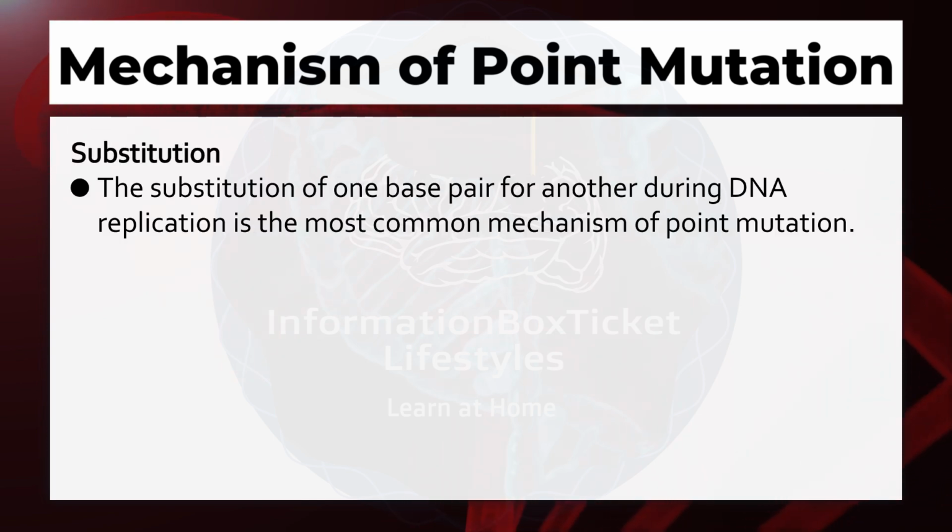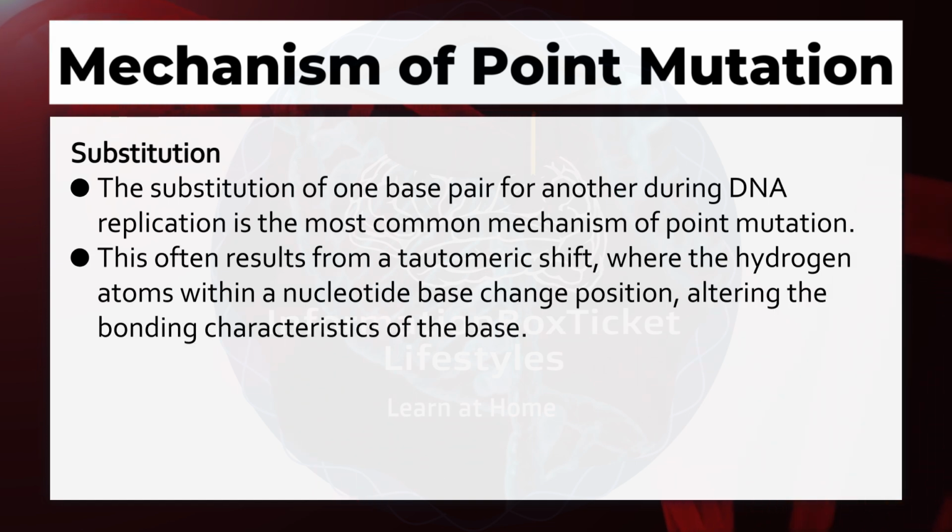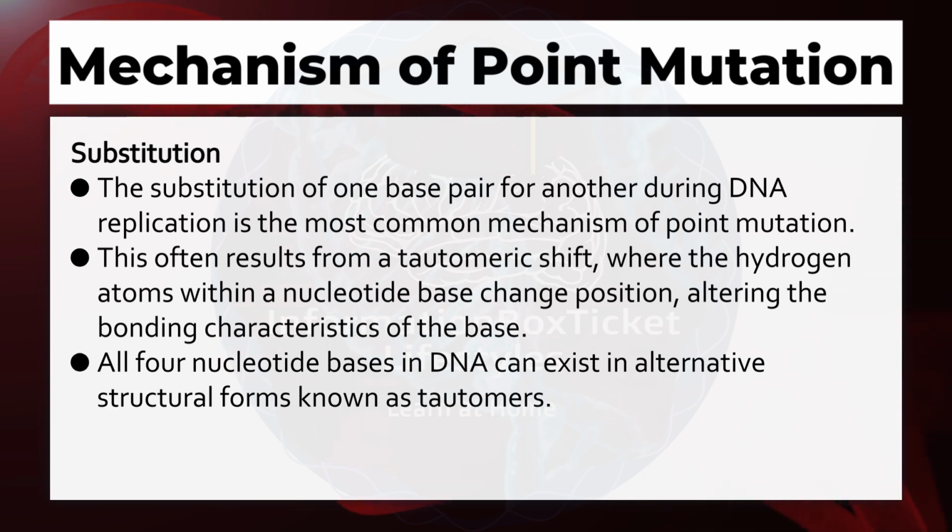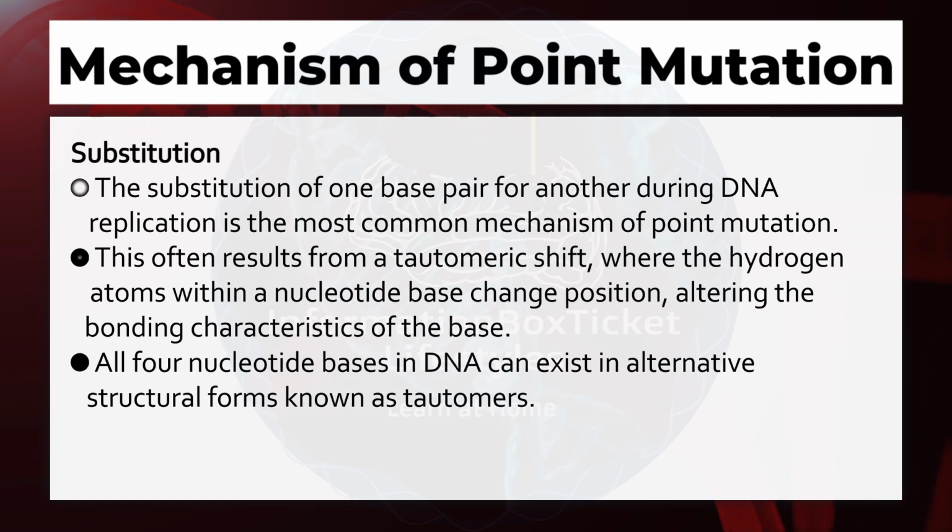Substitution. The substitution of one base pair for another during DNA replication is the most common mechanism of point mutation. This often results from a tautomeric shift, where the hydrogen atoms within a nucleotide base change position, altering the bonding characteristics of the base. All four nucleotide bases in DNA can exist in alternative structural forms known as tautomers.